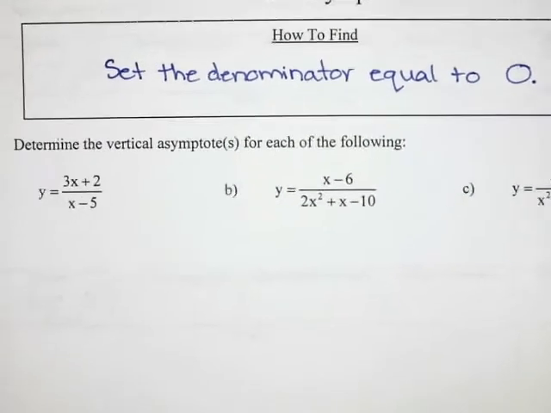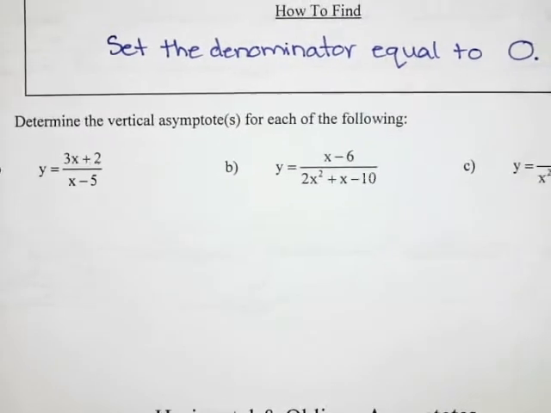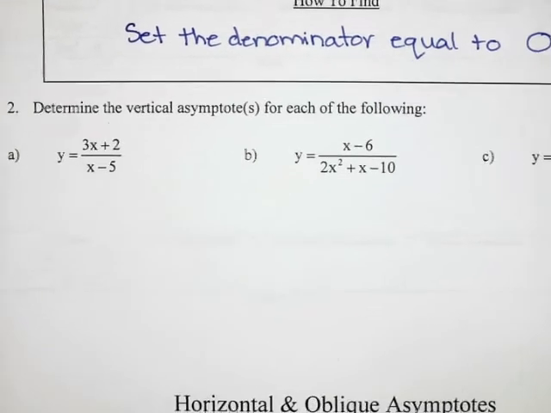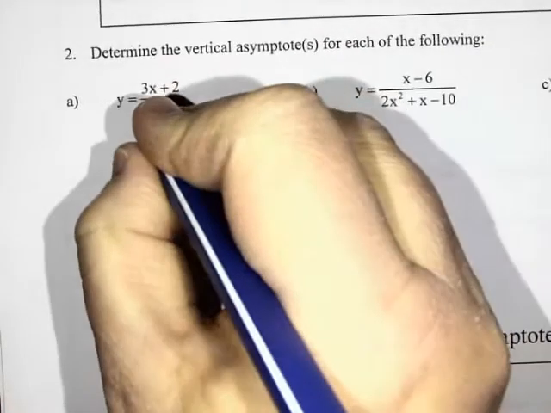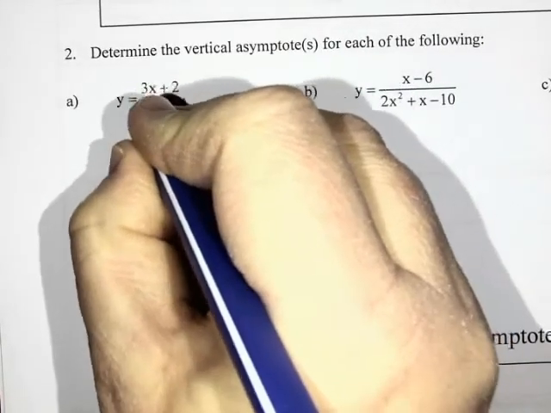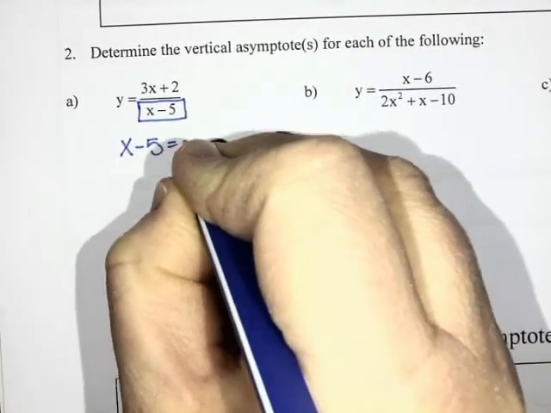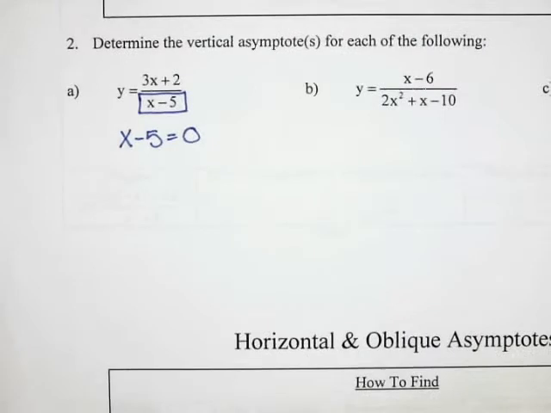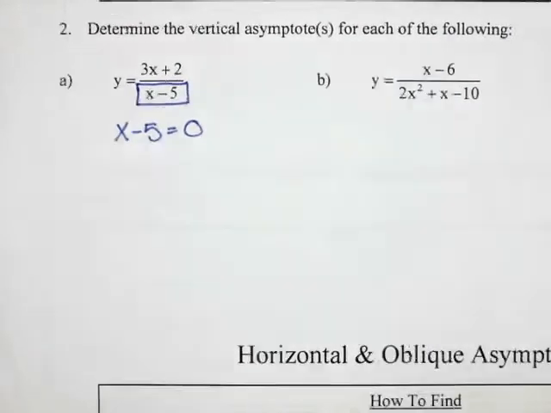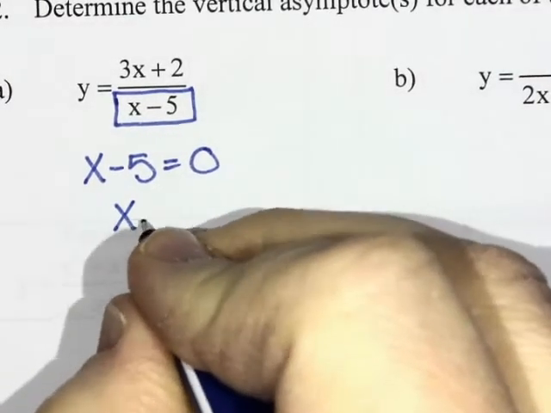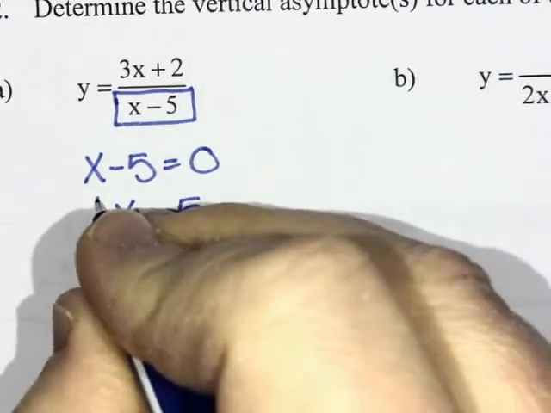Okay, so for each of these, we're going to try to find the vertical asymptote. So my very first one is y equals (3x plus 2) over (x minus 5). So what I want to do is take my denominator and figure out what makes that 0. So what makes x take away 5 equal 0? I am going to add 5 to both sides to get x equals 5. So I would have a vertical asymptote at x equals 5.